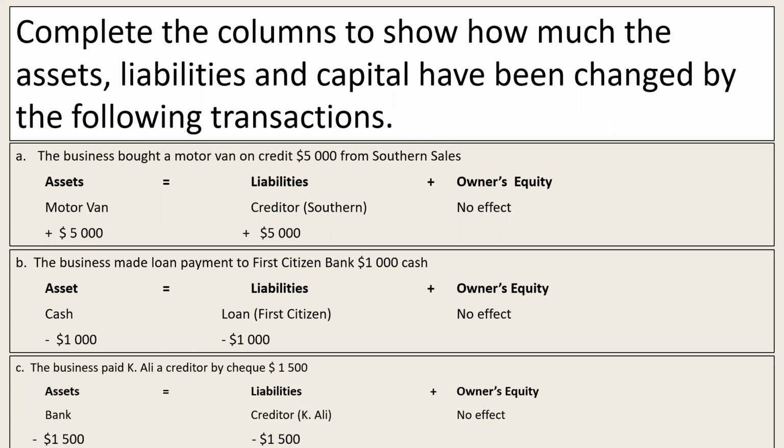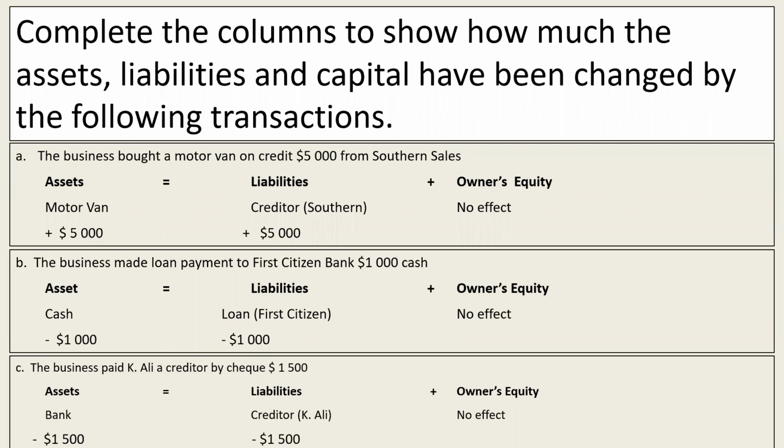This is a transaction that occurred in the business. The business bought a motor van on credit, $5,000 from Southern Sales. Let's try and understand what our transaction is. So we are seeing three things here. We are seeing where the business got a motor van. We are also seeing that the motor van was bought on credit, so it's a liability. And we are seeing as well that it didn't have any effect on owner's equity.